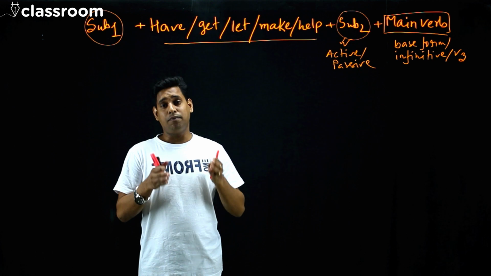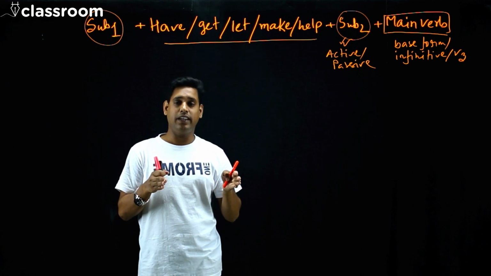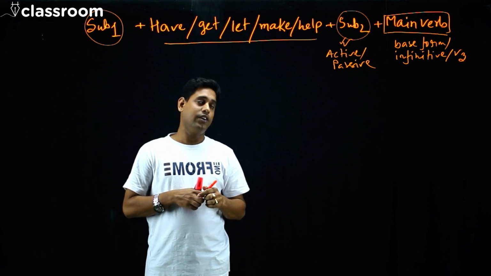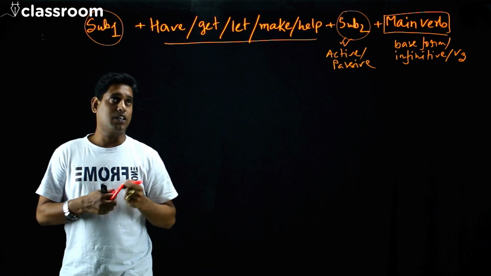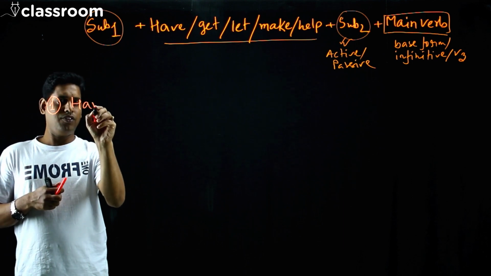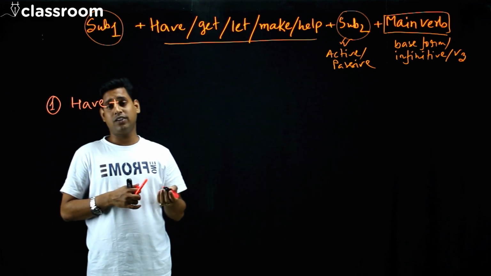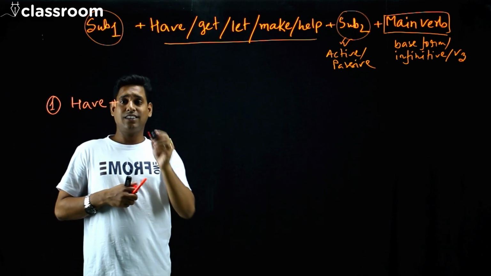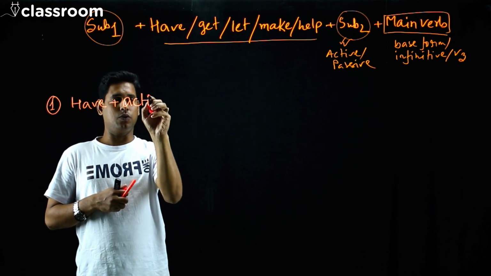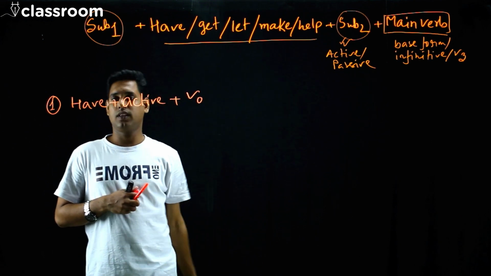Now I'm going to tell you the details about using have, get, let, make, help in an English sentence as causative verbs. First of all, I'd like to talk about using have. If you want to use have as a causative verb in a sentence, you need to bring a subject 2. And if subject 2 is in the active tone, then the main verb should be in the base form.